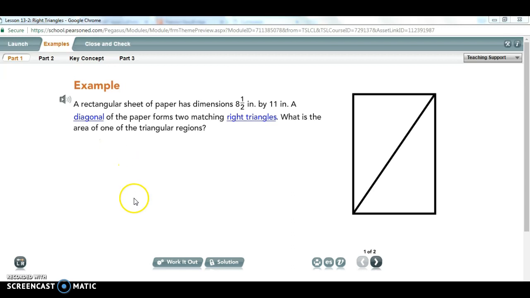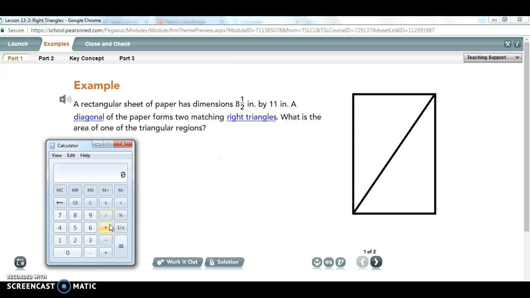So what we have to do is find the area of our sheet of paper. I can find the area by taking my base times my height. So in my calculator, I can do that as 8 1/2 times 11, which is going to give me 93 1/2. The area of this whole sheet of paper is 93 1/2 inches squared. So to get the area of one of those triangles, we split them into 2 equal parts. So I'm going to divide my answer by 2.